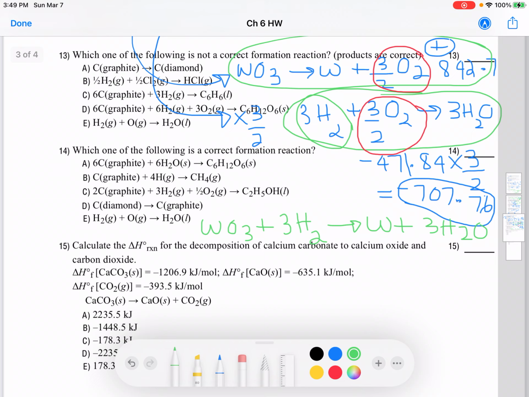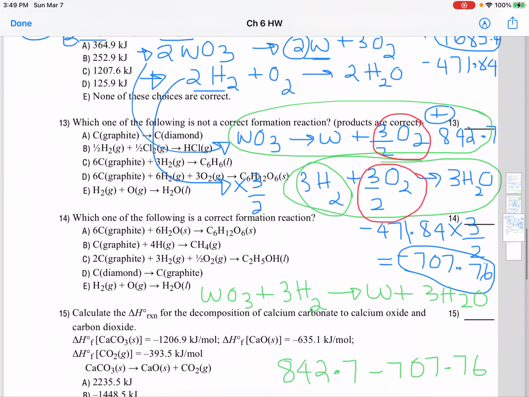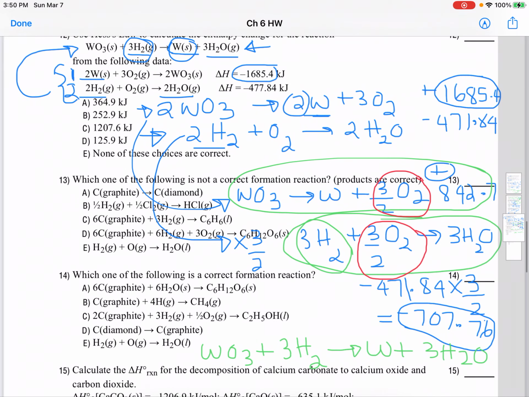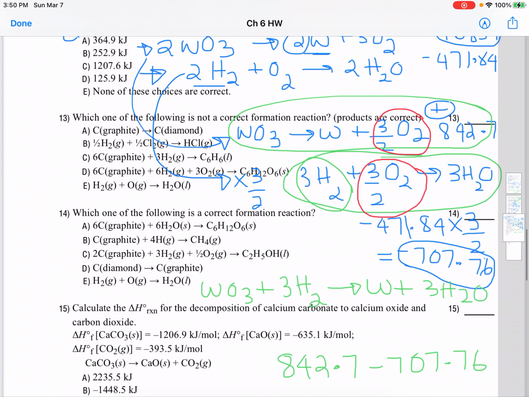So accordingly, we have to add the enthalpy values, which is 842.7 minus 707.76. What did I do wrong? Didn't get it. Let's do it again.